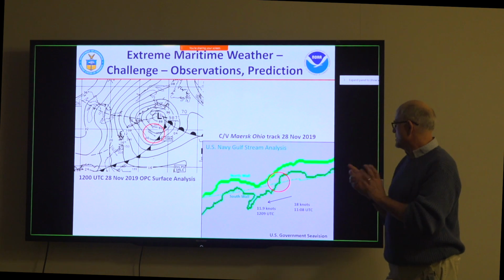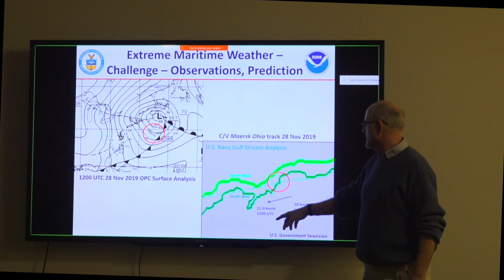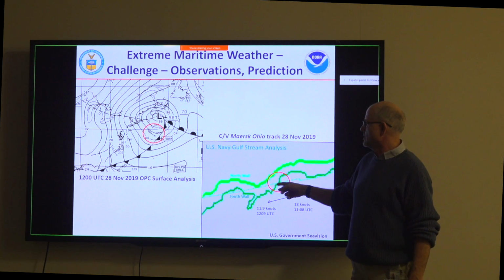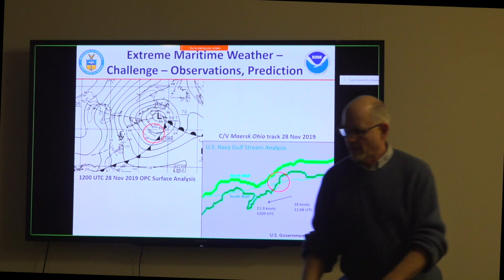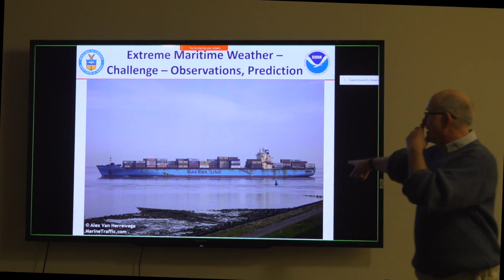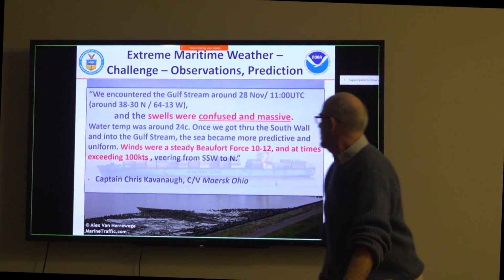And I like this example. One is he's had to slow down 18 knots down to 12 knots. We don't get to see the detail of what the vessel went through coming into the stream. So the next best thing is to ask the captain. That's the ship. That's the Maersk Ohio, bound, I think, for Norfolk.